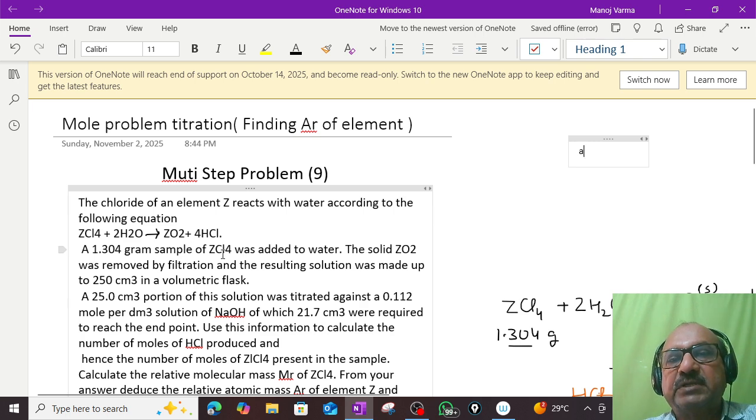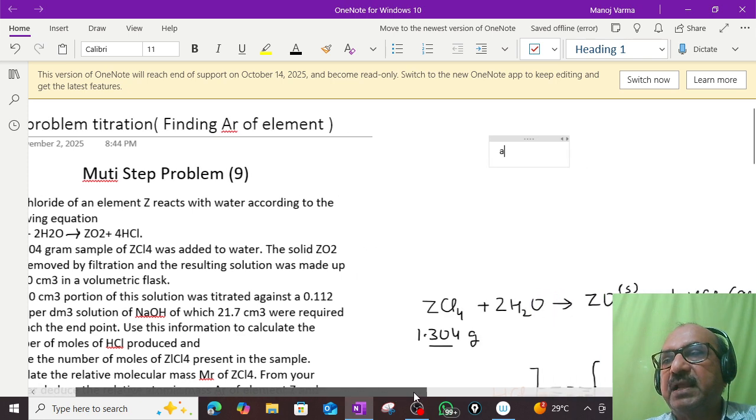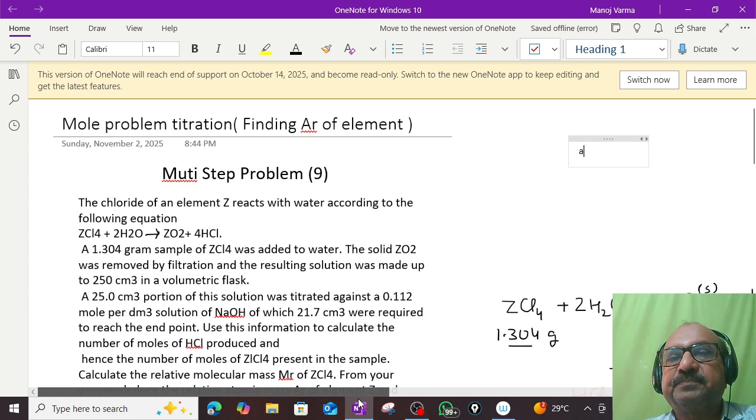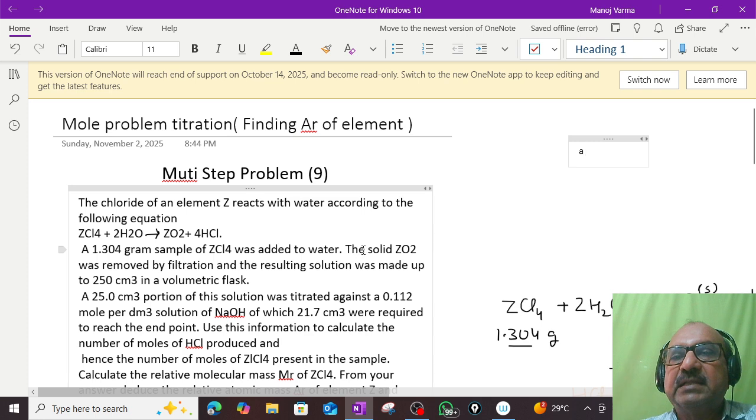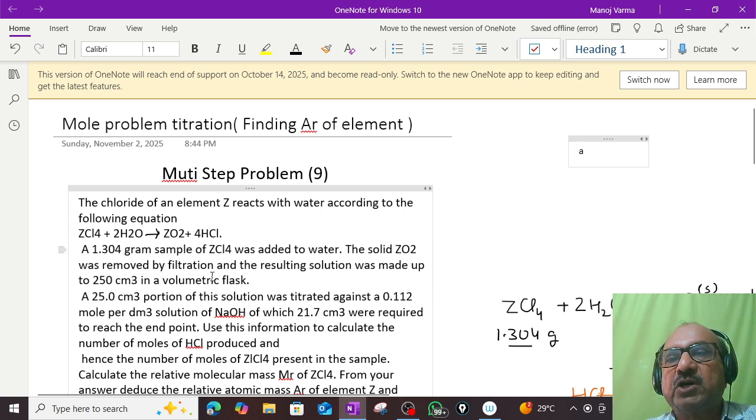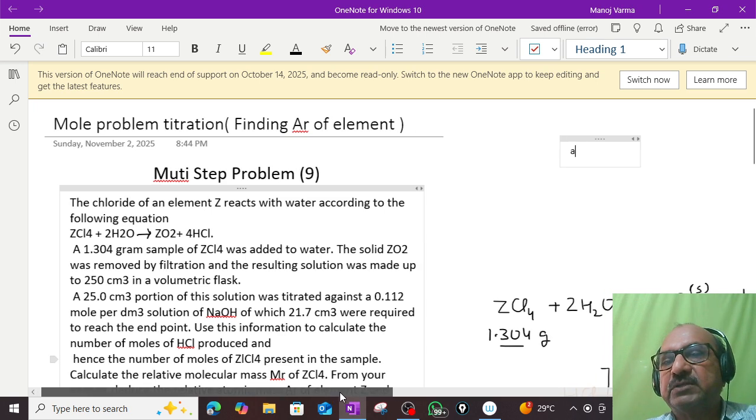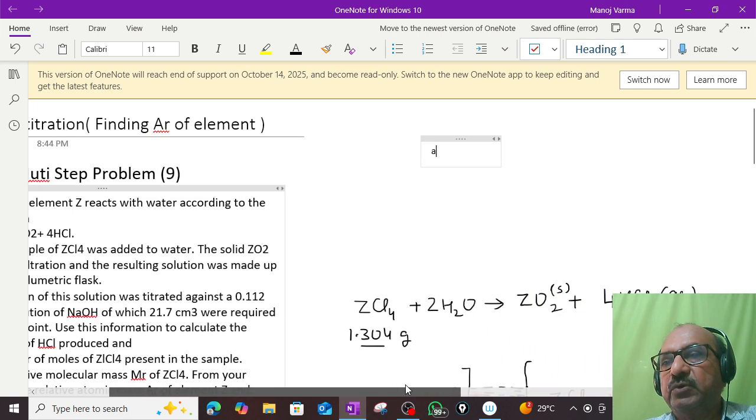So a sample of ZCl4 was added to water. So we can write something like this, that water is added to ZCl4 and the reaction which takes place is this, which is already given. And then the solid ZO2 is removed by filtration and the resulting solution was made up to 250 centimeter cube in a volumetric flask. So again, try to picturize what is happening. So I'll show you that.